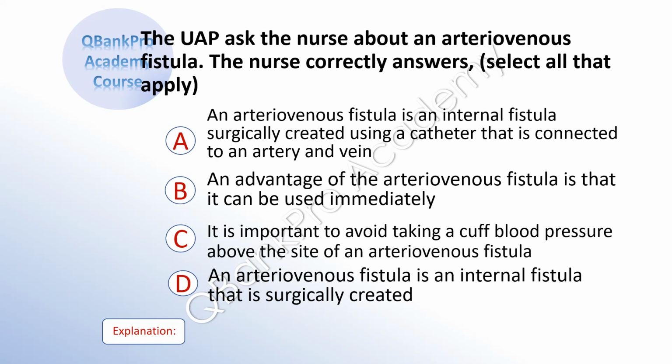The UAP asked the nurse about an arteriovenous fistula. The nurse correctly answers. Select all that apply. A. An arteriovenous fistula is an internal fistula surgically created using a catheter that is connected to an artery and vein. B. An advantage of the arteriovenous fistula is that it can be used immediately. C. It is important to avoid taking a cuff blood pressure above the site of an arteriovenous fistula. D. An arteriovenous fistula is an internal fistula that is surgically created.